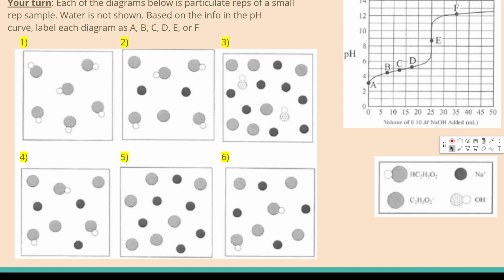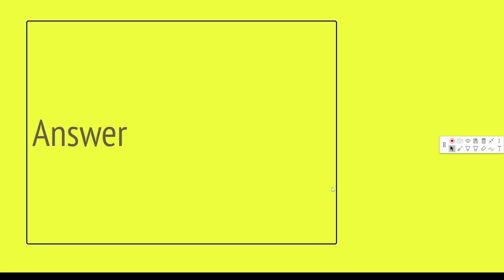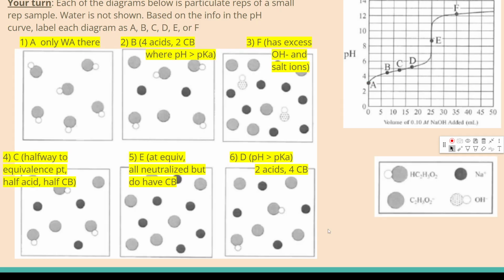Okay, ready? Here we go. So I explained why. I have nothing else to say because I already explained it in the highlights. Make sure to ask if you're confused.